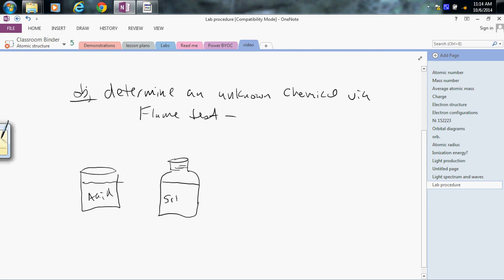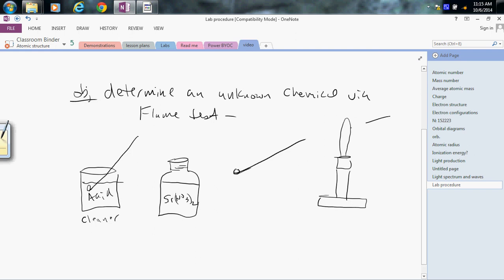It's got a loop on it which allows you to hopefully grab onto a little more liquid. And then we have our Bunsen burner with its wonderful little flame on there. You place your stick into the acid, and that is a cleaner. Then place it into the flame to burn off the acid. Then put your stick into the liquid. You might hear a little sizzling, which is fine because it's hot. Then place it back once again into the flame, and at that point observe what color it is.